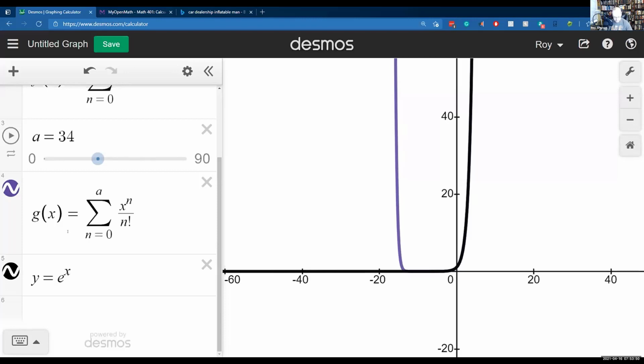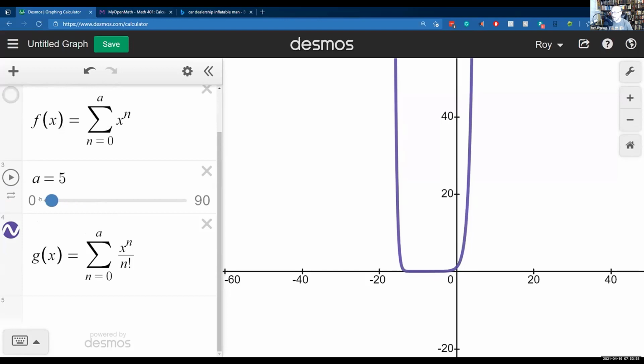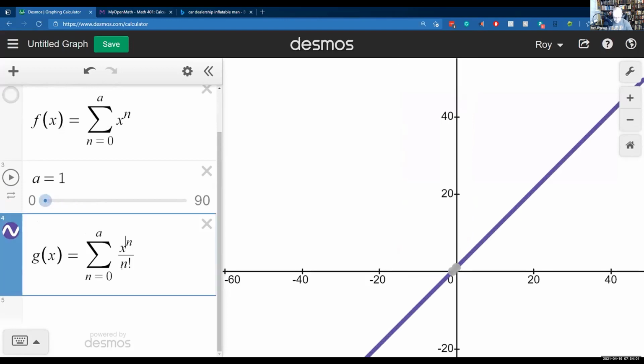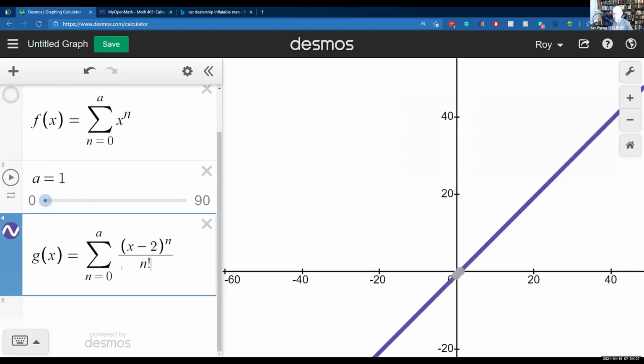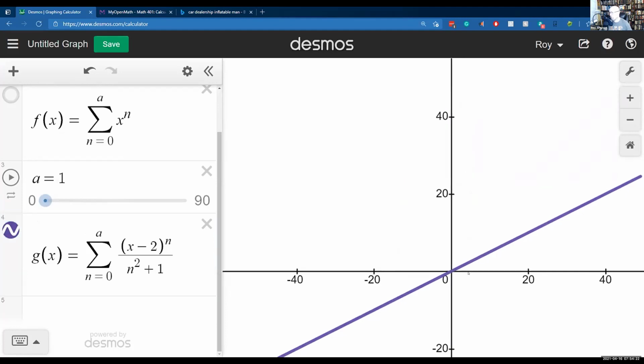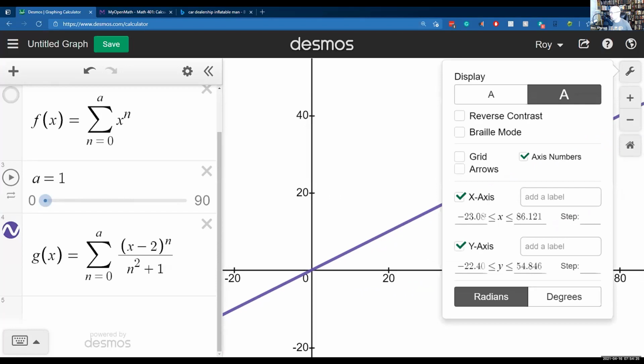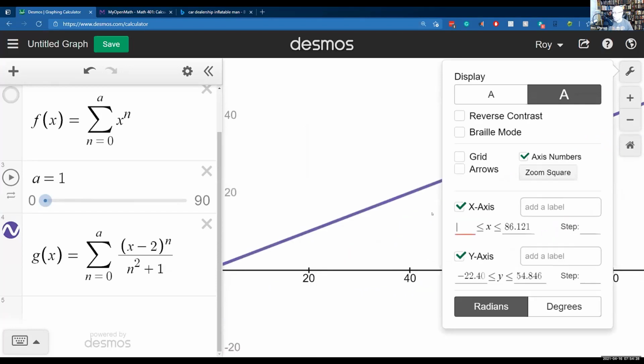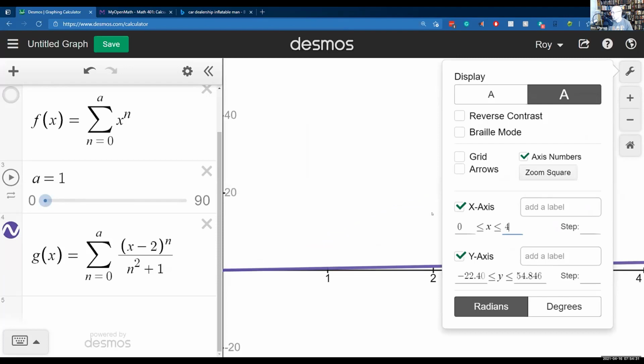And since we're on this page, I might as well showcase the power series that we just did. I'm going to remove this. I don't need this. I'm going to bring this down to 1 for now. The power series we were given a moment ago was x minus 2 raised to the nth over n squared plus 1. And remember, we said that this converges on the interval from 1 to 3. So I'll adjust this window to go from x equals 0 to 4, so you can see it really nicely.